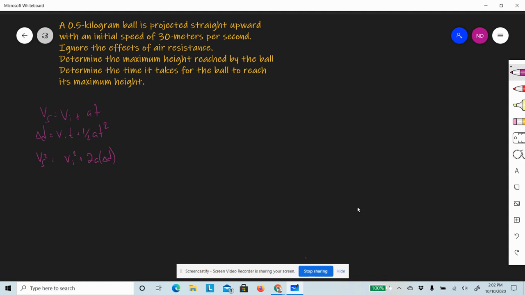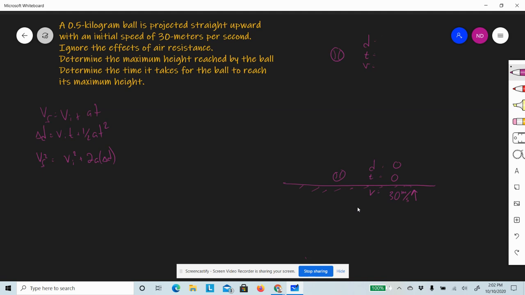All right. Same process as always. You start with drawing a picture, but let's read the problem. A 1/2 kilogram ball is projected straight upward. So here's the ground. There's a ball on the ground. We'll call this position 0. We'll call it time 0, and it is projected upward with an initial speed of 30 meters per second. Upward. It's going to go up. The ball will get to here.